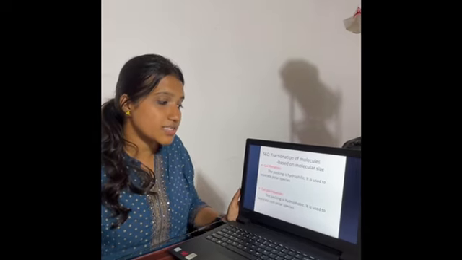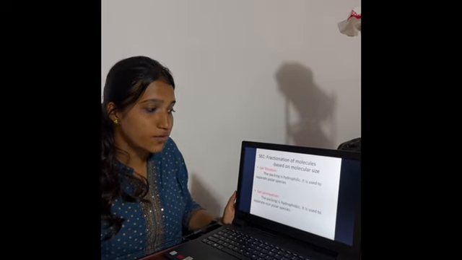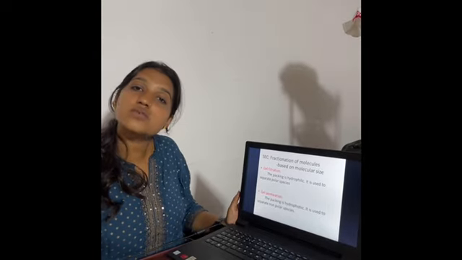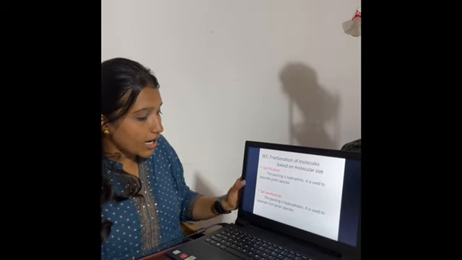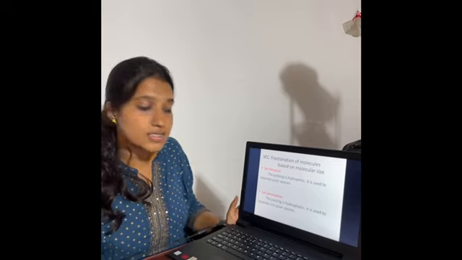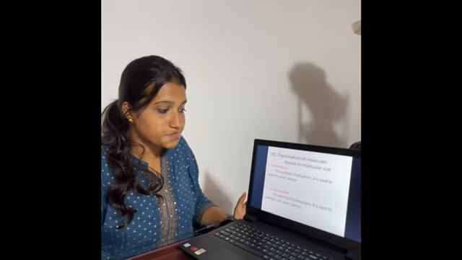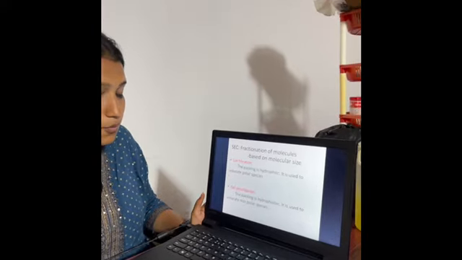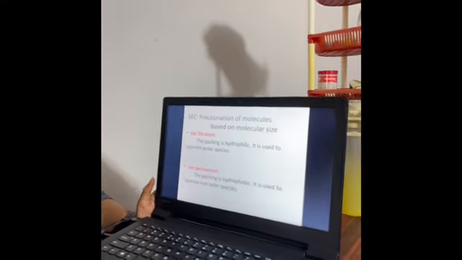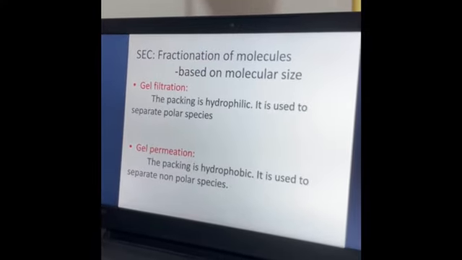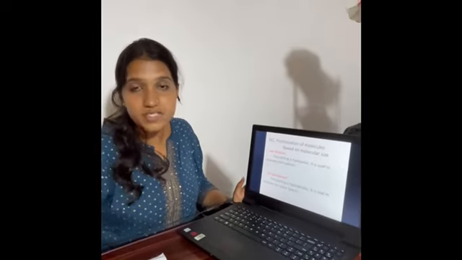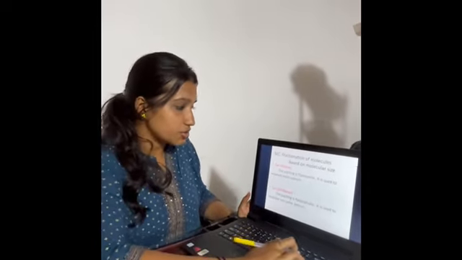Gel filtration is a packing of hydrophilic material. It has water content. It is a highly polar species. It is used to separate polar species. And gel permeation is a packing of hydrophobic material. It is used to separate the non-polar species. The polar interaction will be ruled out in gel permeation. Only non-polar species will interact in gel permeation.